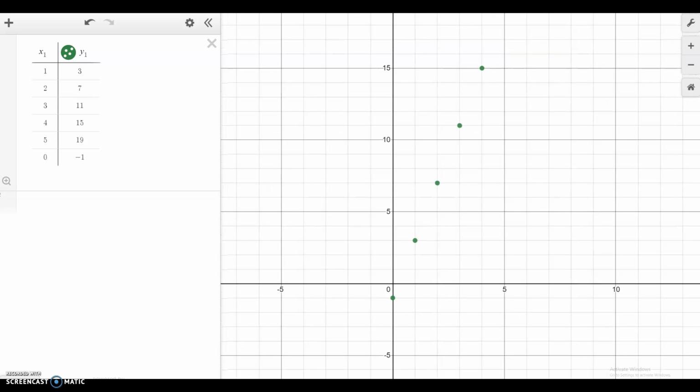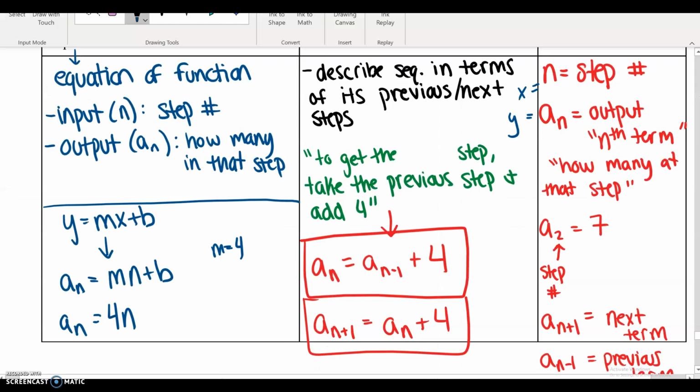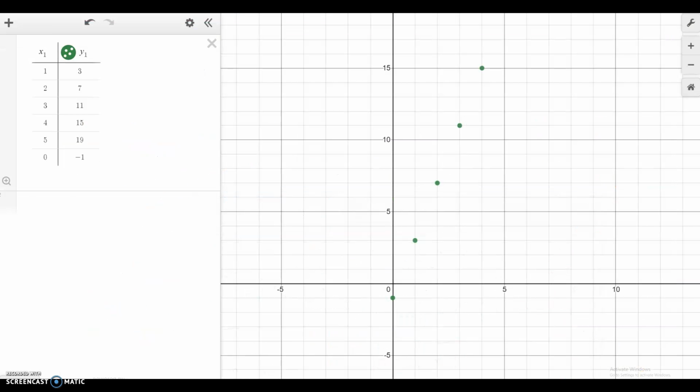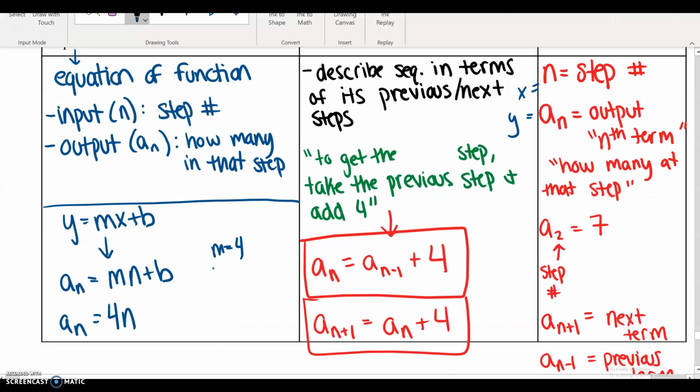So typically you don't have negative numbers and 0. We don't have 0 as a step. We usually start at step 1. So to find your y-intercept, you would kind of have to go backwards 1 step and get the 0th step. Doesn't really make sense, but it works for us. So my b is -1. And here's my equation for the sequence.